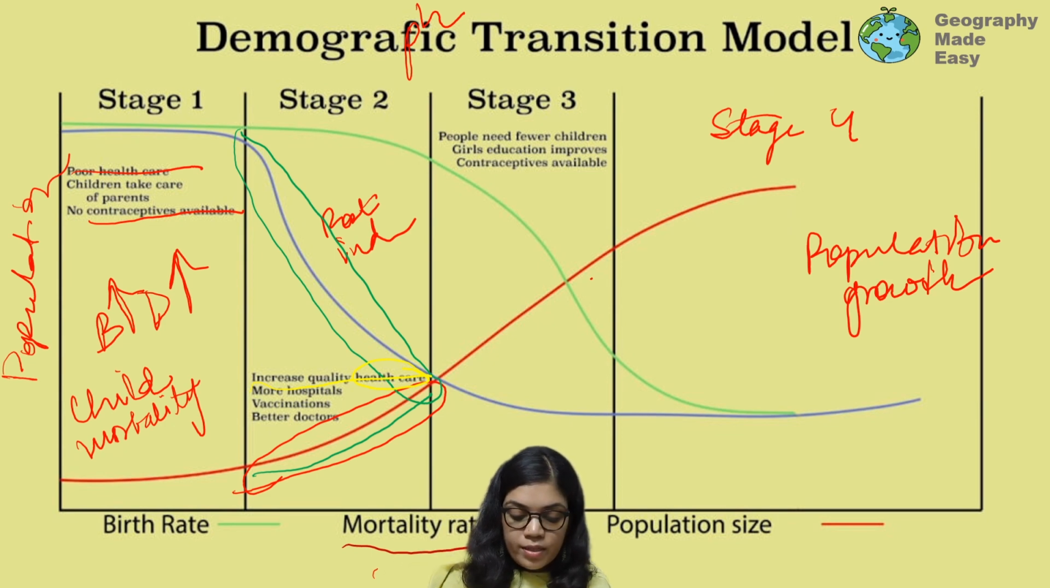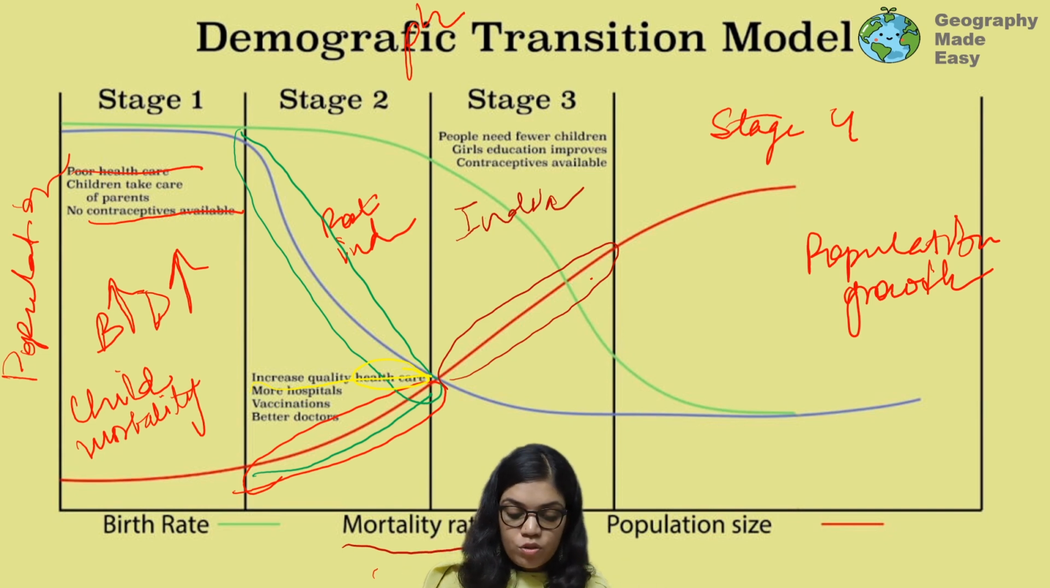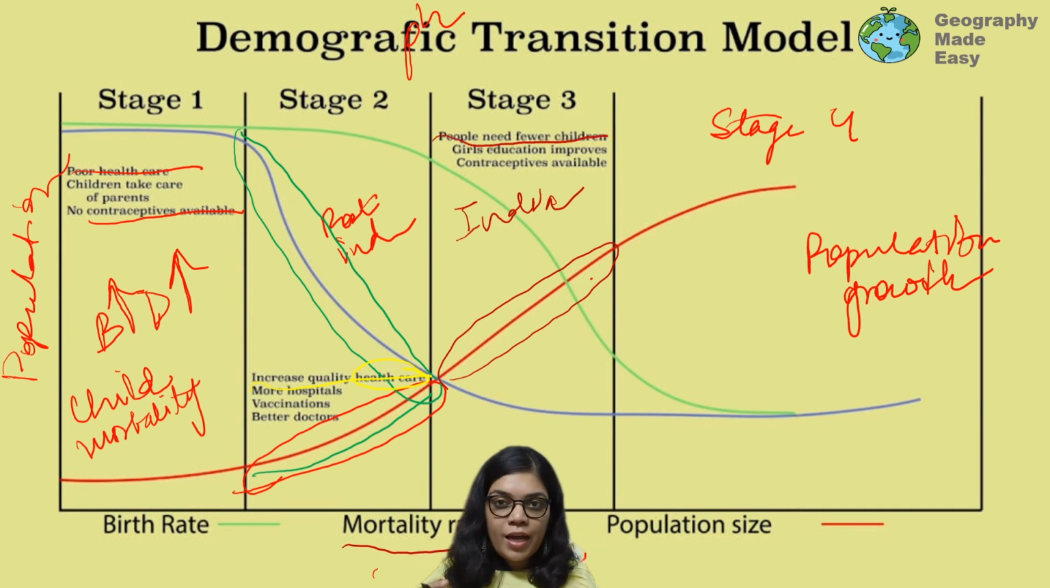India at the moment is in the third stage of the demographic transition model. Here we see that people have started changing their mentality. They now go for a lesser number of children, so people have fewer children. Women's education has improved, and different kinds of contraceptives are available. So in stage 3, there is an improvement in healthcare facilities, and the birth rate has started going down in this stage.